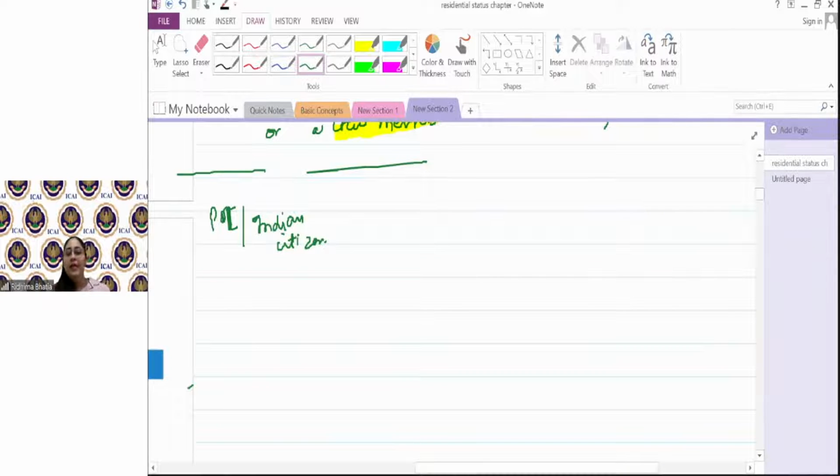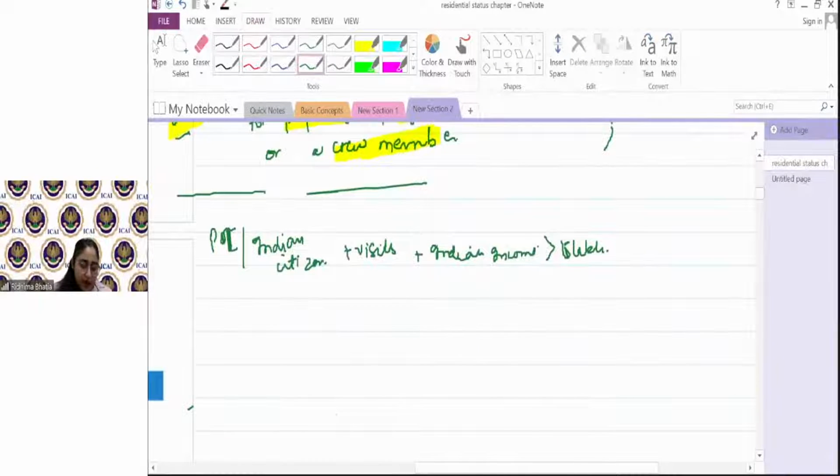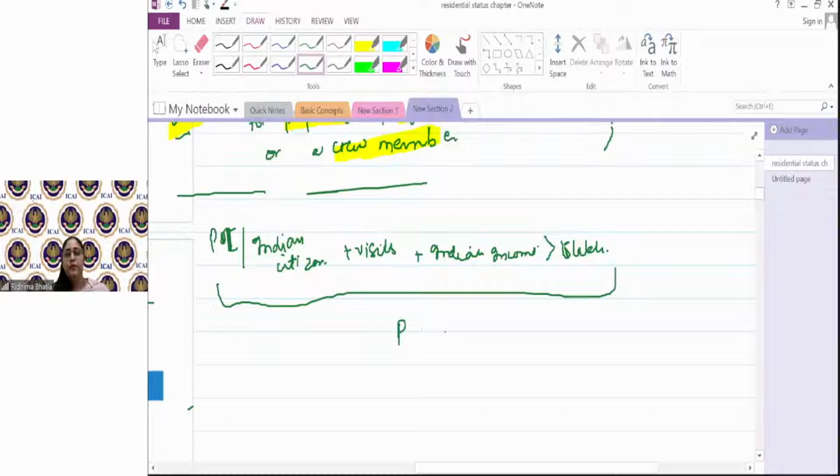Now only one condition is left: if a person of Indian origin or an Indian citizen comes on visits to India but has Indian income more than 15 lakhs. The first situation was Indian income less than 15 lakhs, right? But now I'm saying a person of Indian origin or Indian citizen who comes on visits to India, that means his roots are there in India either through parents or grandparents, and has Indian income more than 15 lakhs. Then the criteria for residential status is simple. Instead of 182 days, now we'll talk about 120 days.